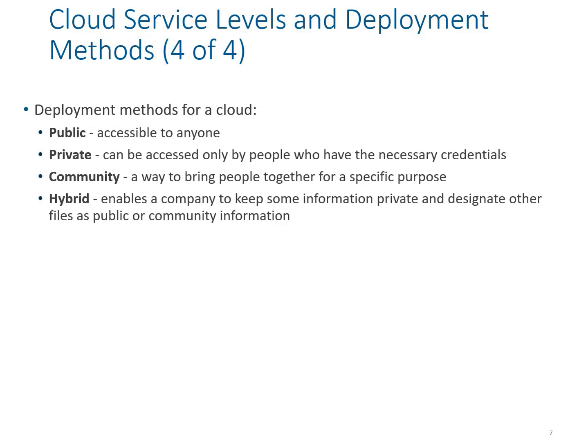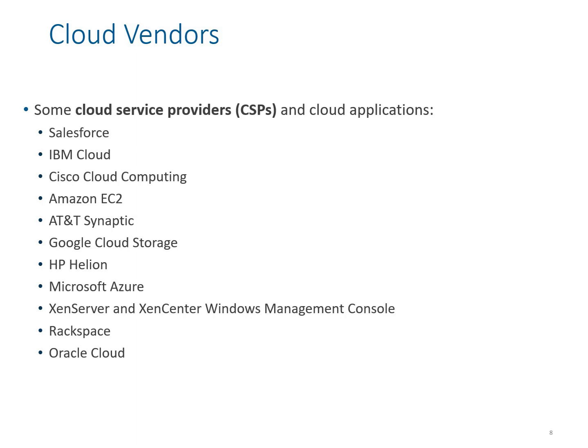A hybrid cloud enables a company to keep some information private, and other files public or community information as well. There are some files that you want to be public, there are some files that you want to be private. So it's a mixture of public and private cloud, so that's why we are calling it a hybrid cloud. Now there are lots of cloud vendors available out there.